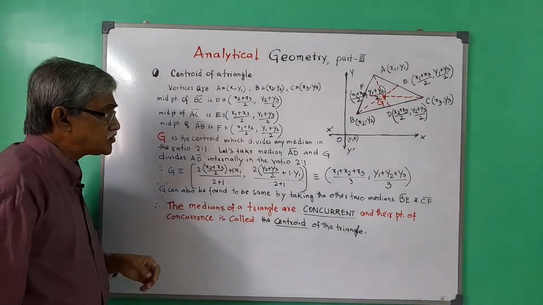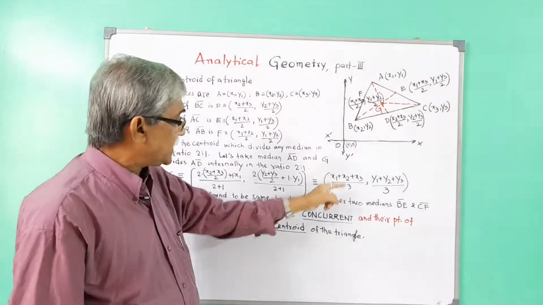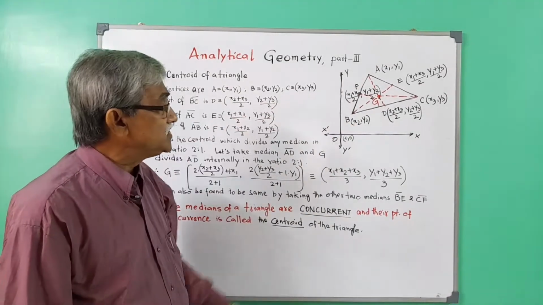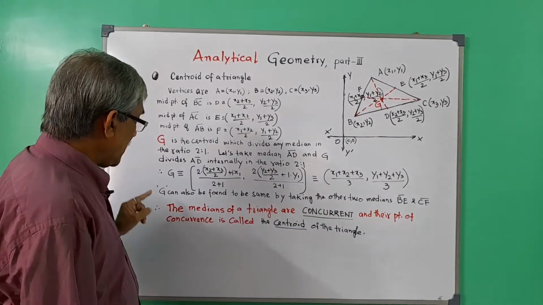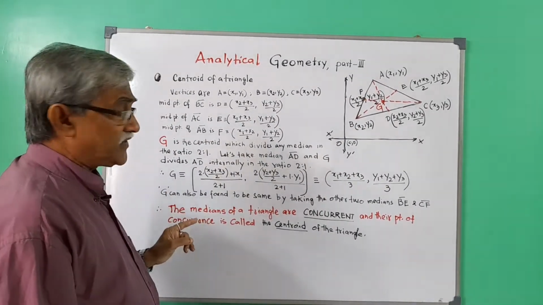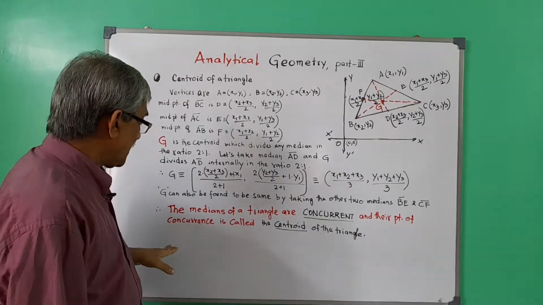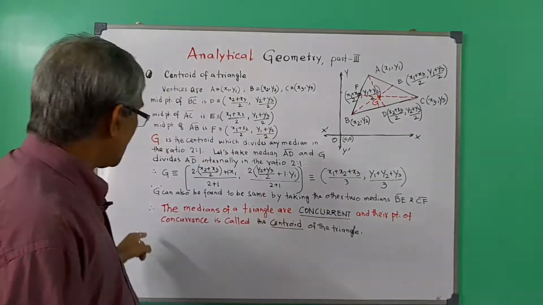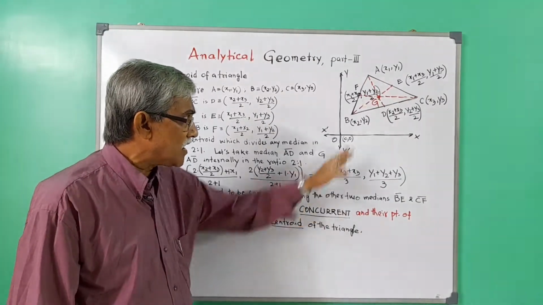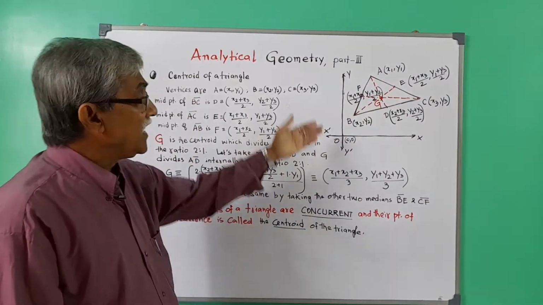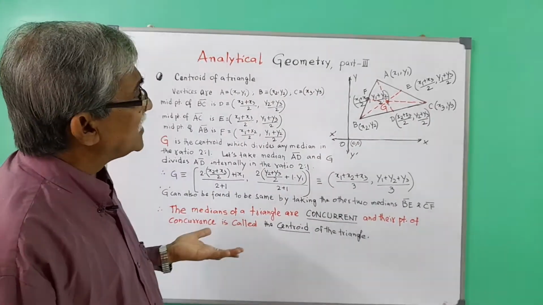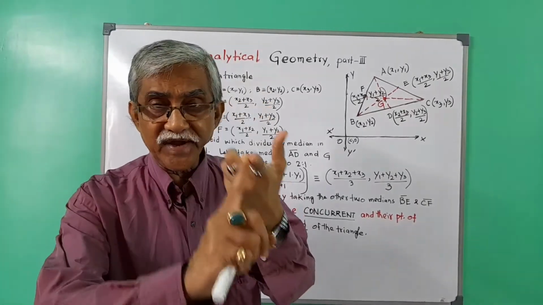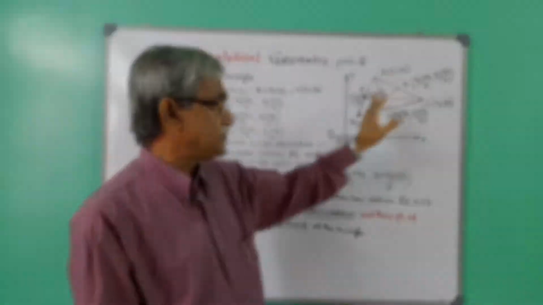G can be found to be the same point by taking the other two medians, namely BE and CF. In classical geometry in class 10, you have already read that the medians of a triangle are concurrent and their point of concurrence is called the centroid. Here we have proved with analytical geometry also that the medians are concurrent and intersect each other at the point G.